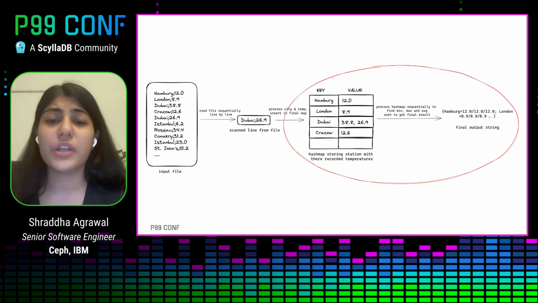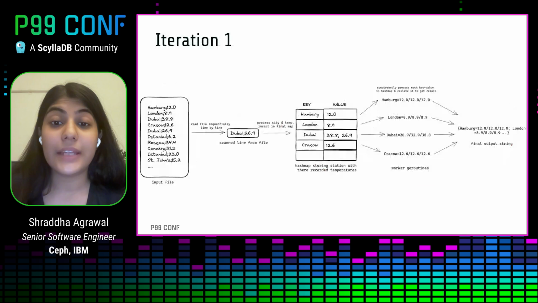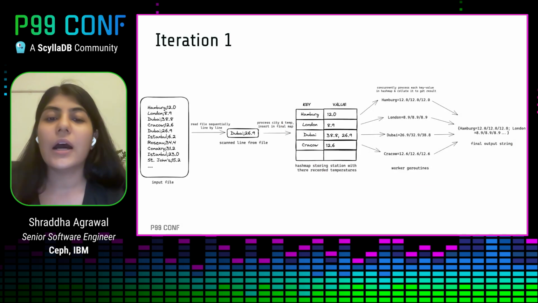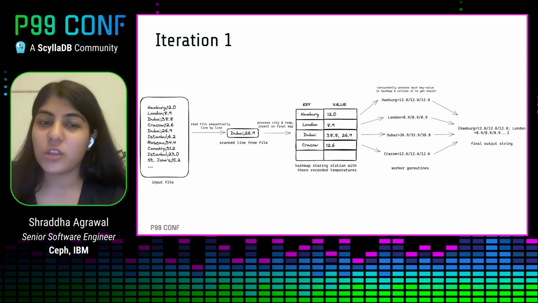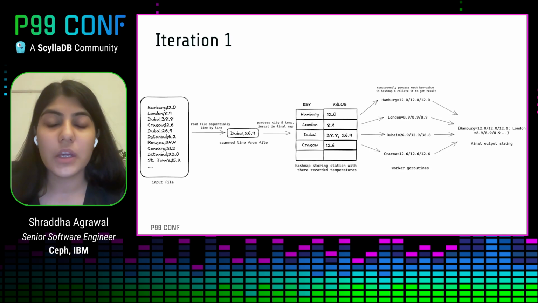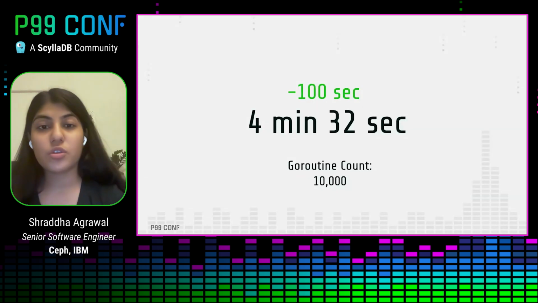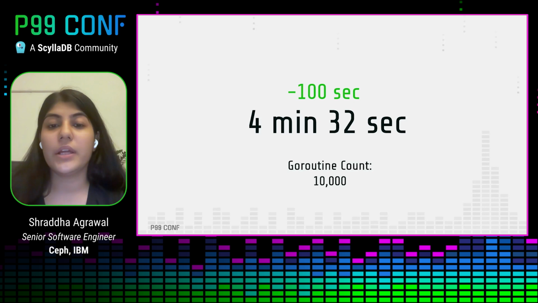This means that we're instantiating 10,000 different Go routines. I could have used a worker pattern here where I'm limiting the number of Go routines, but this is what I did initially. This is not the most optimized way of doing it, and you'll see how we improve it further. This reduced the execution time by 100 seconds. So now we're at the 4.5 minute mark. A thing to note is that now the Go routine count is 10,000.